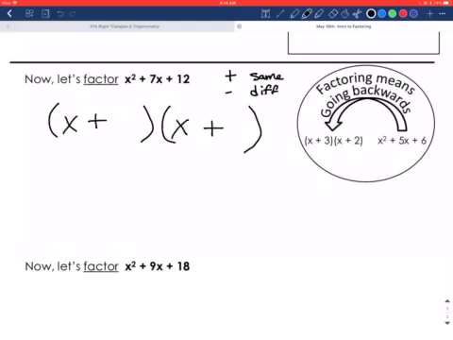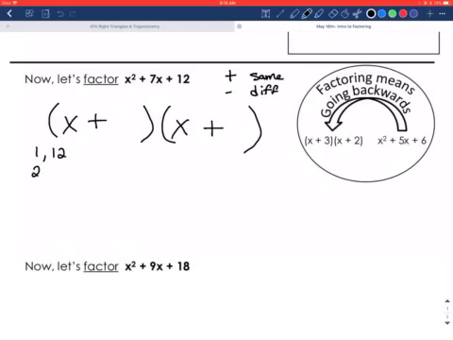Now, the x will always go in the front like this. There's very rare cases where it doesn't, and I'll show you those. But then all we're looking for now is factors of 12 that will add to give us 7. So we're looking for two things that multiply to give you 12 and that will add to give you 7. So we kind of read this backwards. Factors of 12 that add to give us 7.